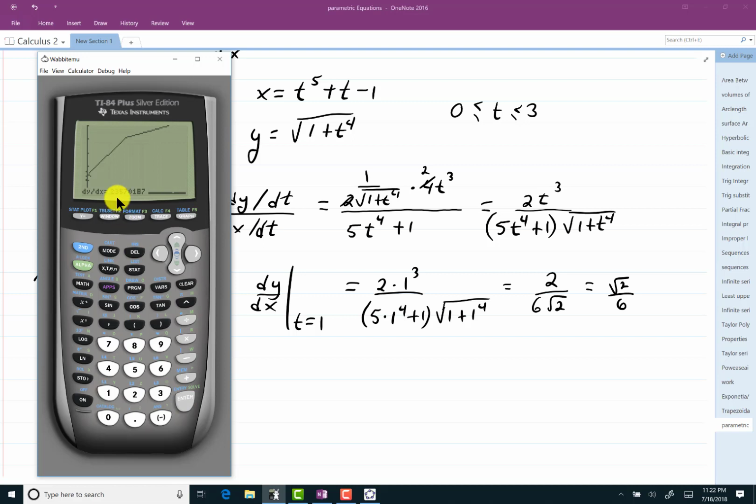You see what it gives me? 0.2357. That's what my calculator tells me, 0.2357. Well, I have this. Is that 0.2357? Only one way to find out. I'll quit this, and I'll take the square root of 2 and divide it by 6. Remember, 0.2357. And 0.2357 it is.